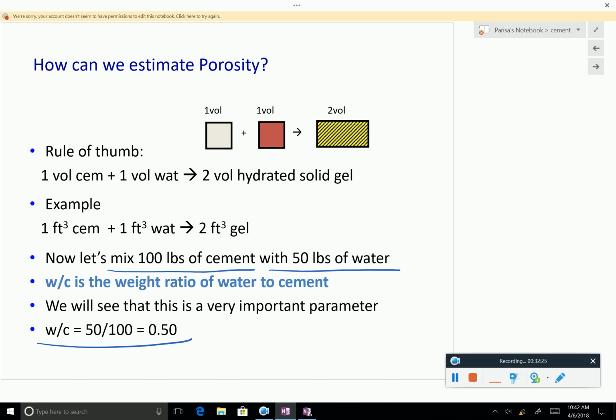It turns out that when you mix one volume of cement with one volume of water, you get 2 volumes of hydrated solid gel. Have this in mind, this is useful. So that means that if you have 1 cubic foot of cement and 1 cubic foot of water, you get 2 cubic feet of cement paste. Gel means here cement paste. It's a glue, really, if you have ever worked with this before.